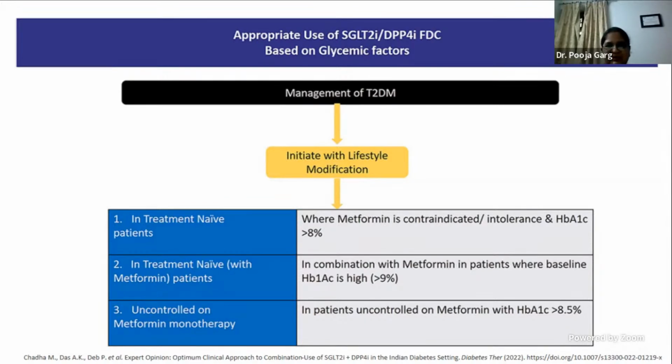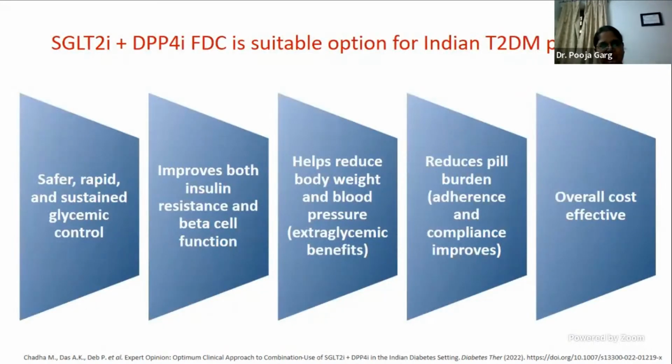In all your treatment naive patients where metformin is contraindicated or not tolerated and HbA1c is more than 8%, in all these treatment naive patients, you can straight away start the patient on a fixed dose combination of SGLT2 inhibitor and DPP4 inhibitor. In those patients who are already on metformin, we can start them on this combination if the patient's HbA1c is still very high. Those patients who are uncontrolled on metformin and still have high HbA1c, we can add on this therapy. So in all these classes of patients, we can safely administer this fixed dose combination of Vildagliptin and DAPA to our patients once daily.